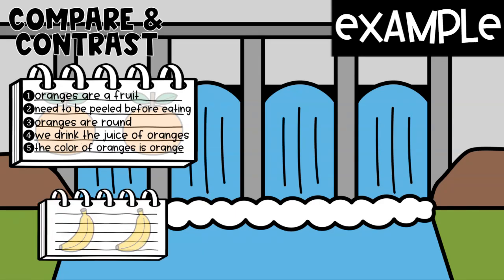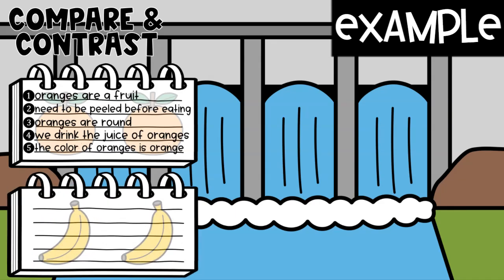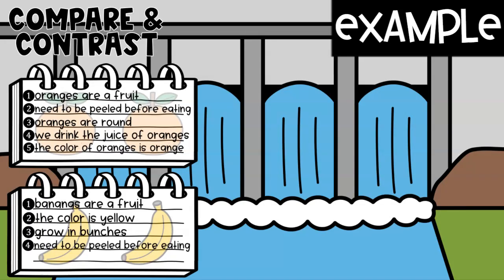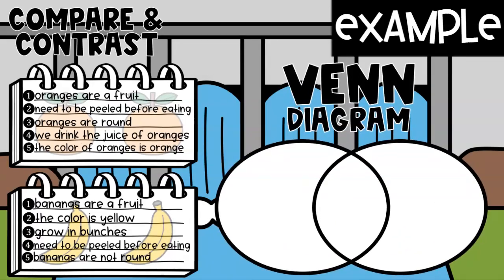Now, let's list some things we know about bananas. We know that a banana is a fruit. It's yellow. They grow in bunches. You have to peel bananas, and they are not round. Okay, now that we've listed a few things about both oranges and bananas, we need to organize this information we've gathered into a Venn diagram.